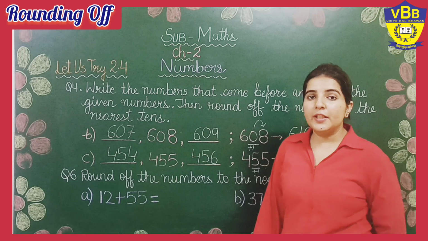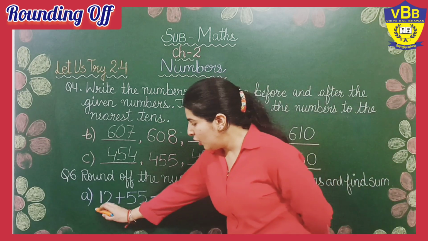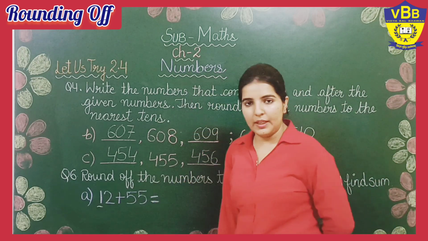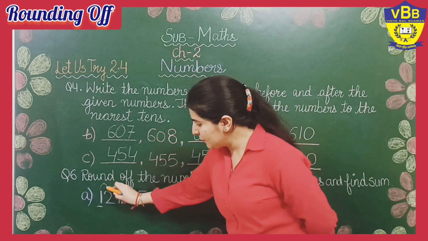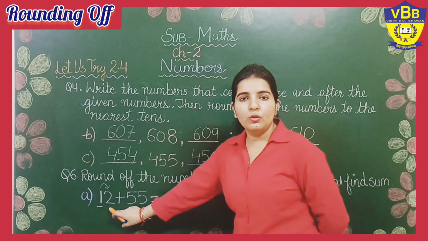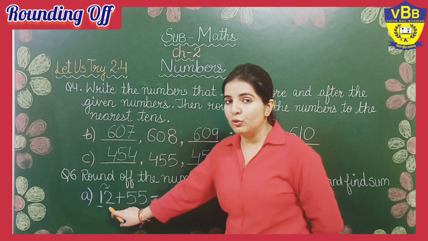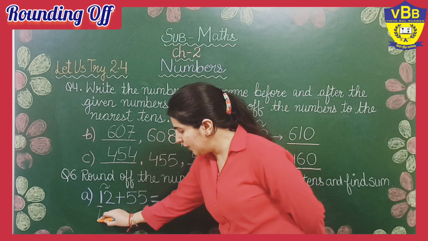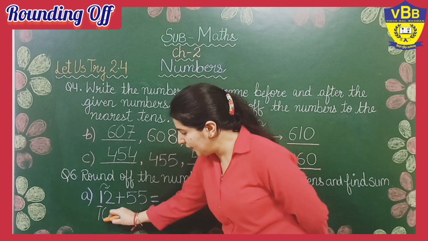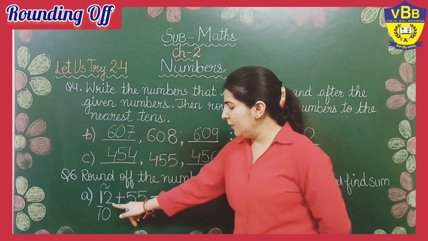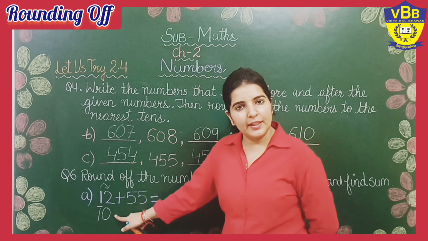First of all, we need to round off 12. On the tens place it is 1. On the very next place it is 2. 2 is between 0 and 4. That means there will be no change. 1 will remain 1, and on the ones place it will be 0. It will be rounded down to 10.